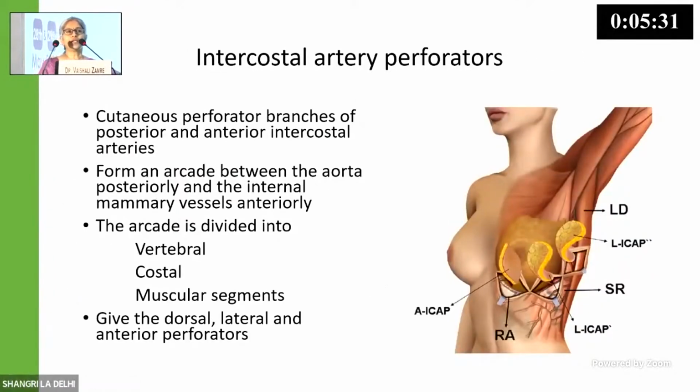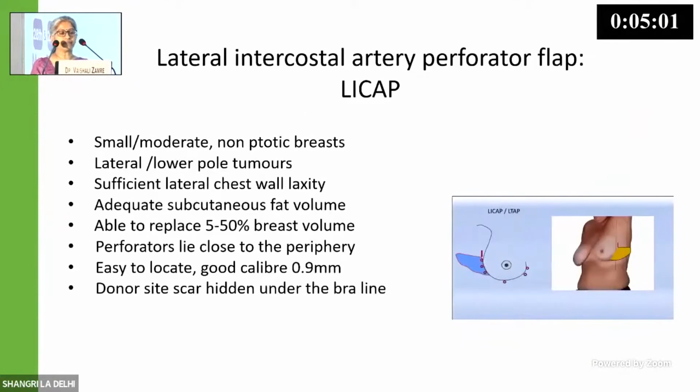So I'll talk in detail about intercostal artery perforators. These intercostal artery perforators are the branches of posterior and anterior intercostal arteries, and they form an arcade between the aorta posteriorly as well as the internal mammary artery anteriorly. And this arcade is divided into vertebral, costal, and muscular segments. These perforators arise from dorsal and vertebral, costal, or muscular segments, which can be utilized for development of these flaps. Let us talk about the LICAP flap.